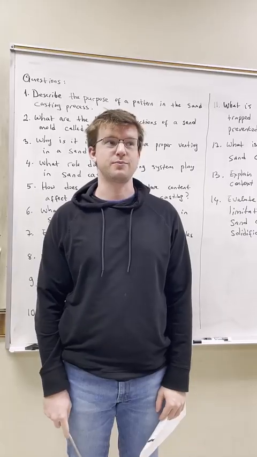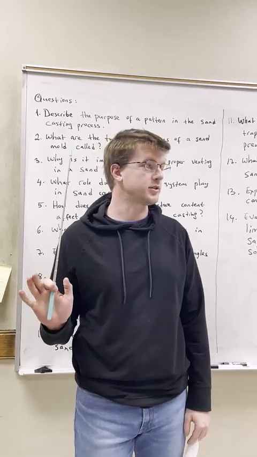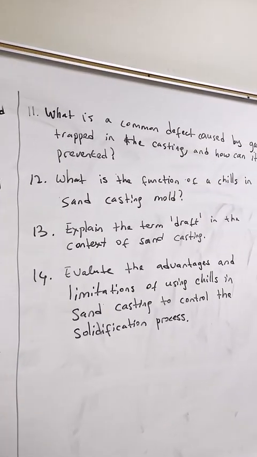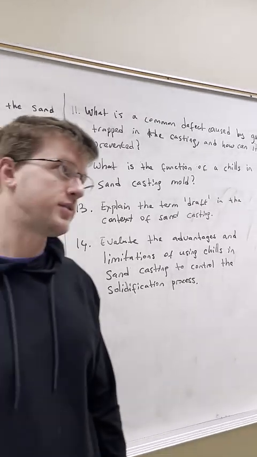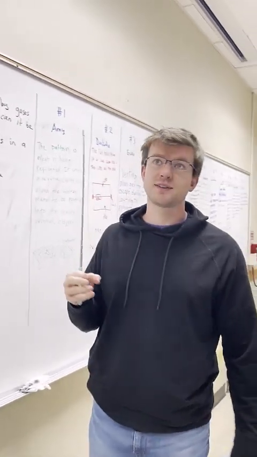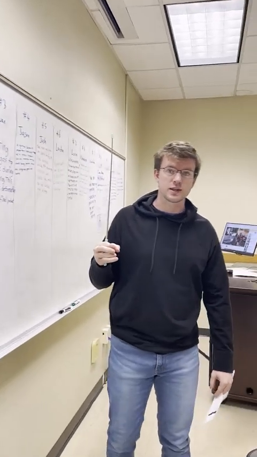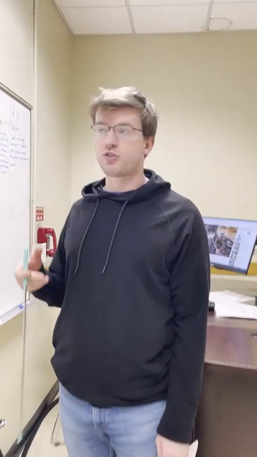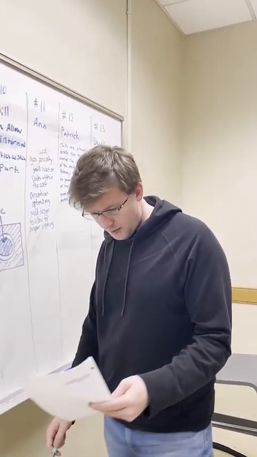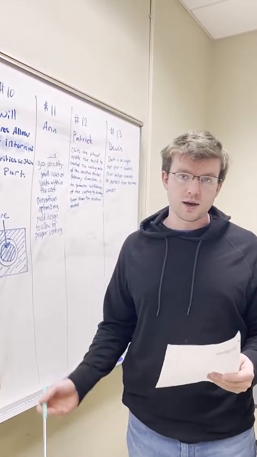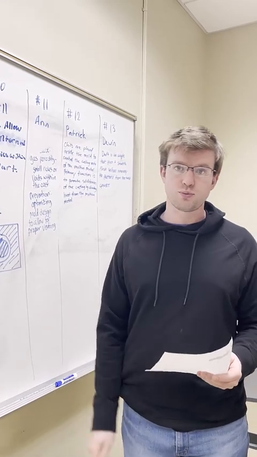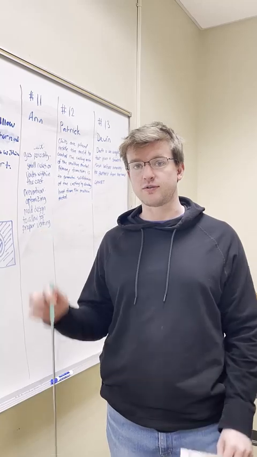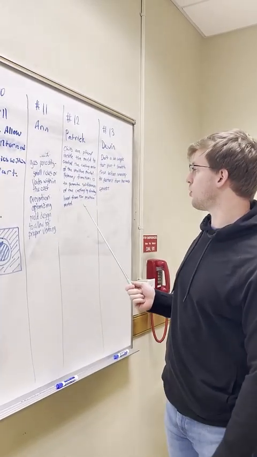Thank you. Hi, my name is Patrick Kent, and my question is, what is the function of chills in a sand casting mold? They have several functions, but first off, they're tiny metal components or inserts that we put inside of the mold, and they have very high thermal conductivity. They help to control cooling rates, improve mechanical properties, and prevent shrinkage defects. Thank you. I further go over that in here.